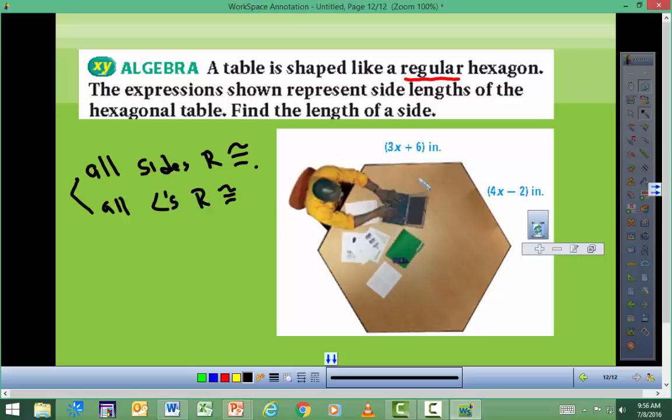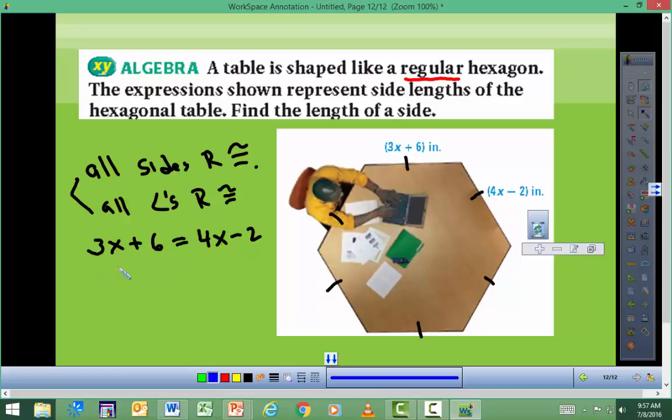Well, one consequence of having all the sides congruent is that all the sides are equal in their length. And if they're equal in length, it means these two lengths must be equal. So if they're equal, I can just make an algebraic equation now. 3x plus 6 must equal 4x minus 2. And now we just use our baby algebra skills and solve for x.